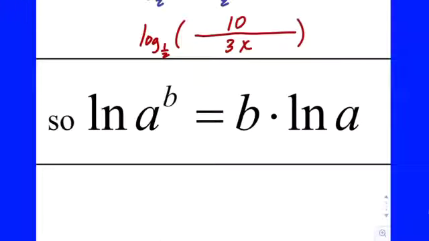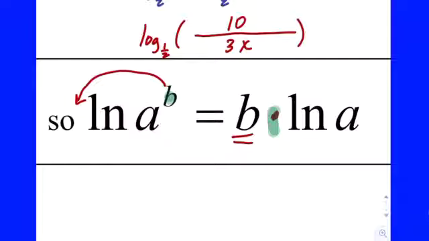Same thing with the logs. If you have the log of a to the power of b, b is now an exponent, it can turn into a multiple, okay? Notice, where does it end up? It ends up out front, and you're multiplying it. So exponentiation turns into multiplication. You could bring the exponent on the argument out front, and now it becomes multiplication.